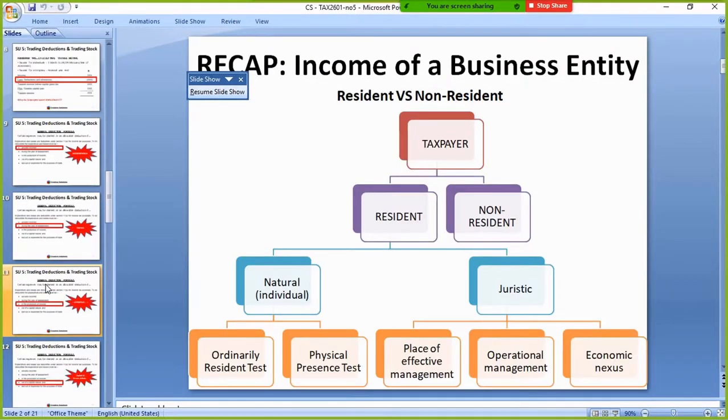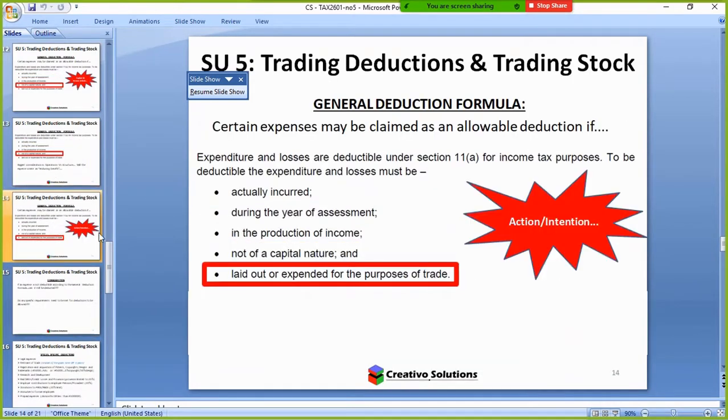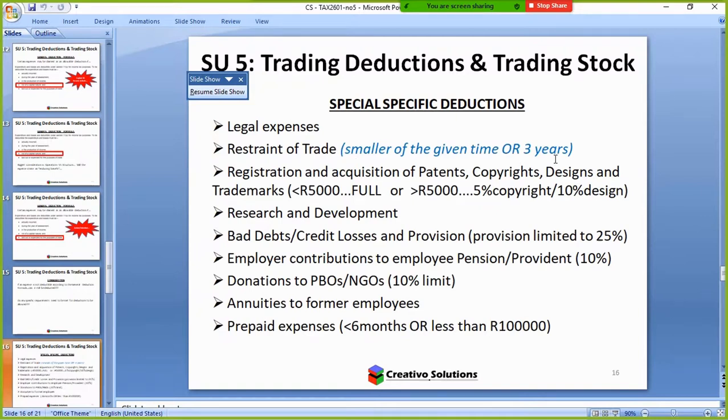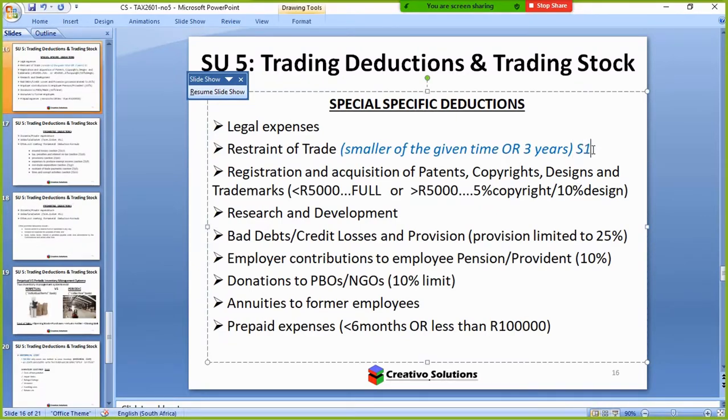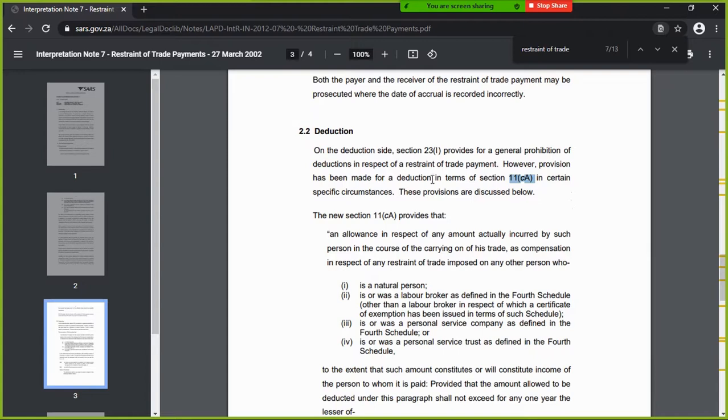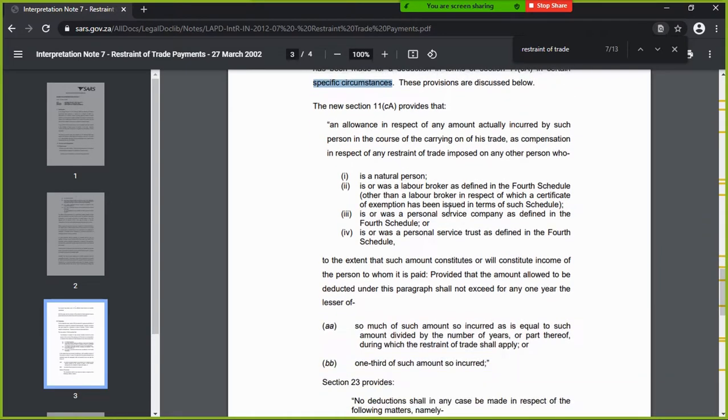Go back to this one. There, restraint of trade. This is Section 11CA. Okay, restraint of trade, this is the specific deduction. If you go back, all right, so you do have a deduction. Section 23 does not allow it to happen, so in other words, you're not allowed to deduct it. But Section 11CA does, as long as it is very, very specific. And they'll never ever ask you this. I've never seen a question about this, but I'm just sharing it with you because it's on both slides.